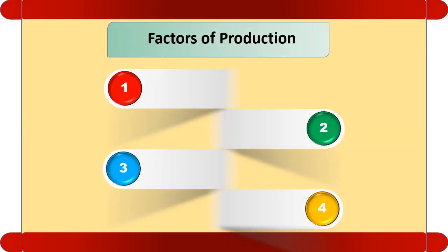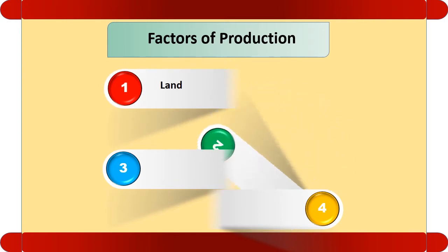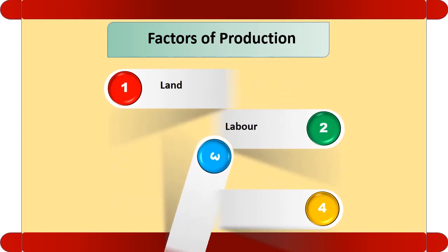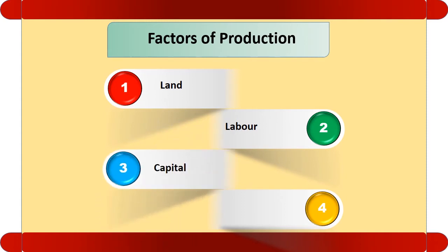Let us see the factors of production. We know that we have 4 factors of production. The first is land. The second factor of production is labor. The third factor of production is capital. And the fourth factor of production is entrepreneur. Let us see what is land.